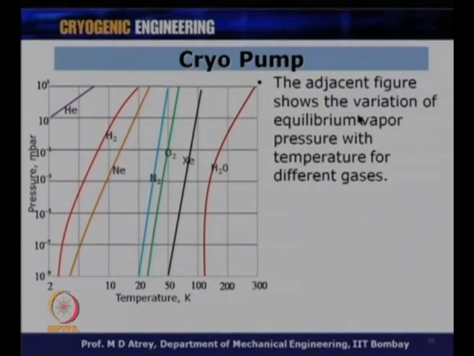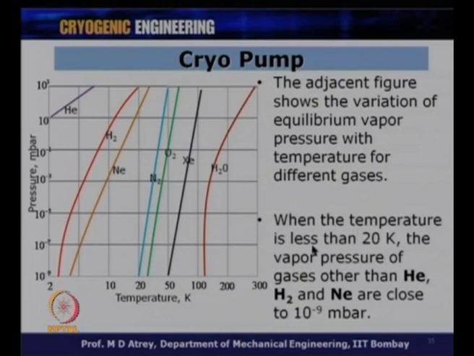The adjacent figure shows the variation of equilibrium vapor pressure with temperature for different gases. When the temperature is less than 20 Kelvin, the vapor pressure of gases other than helium, hydrogen and neon are close to 10^-9 millibar. That means you can get a vacuum pressure of 10^-8, 10^-9 easily, but neon, hydrogen and helium will still be in gaseous phase over there. They are, as you know, rare gases basically, but you can't take care of neon, hydrogen and helium. At 20 K, their pressures are very, very high. They could be at 10 to the power 3 millibar kind of pressures.